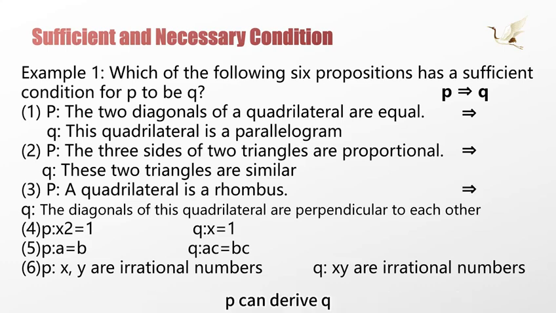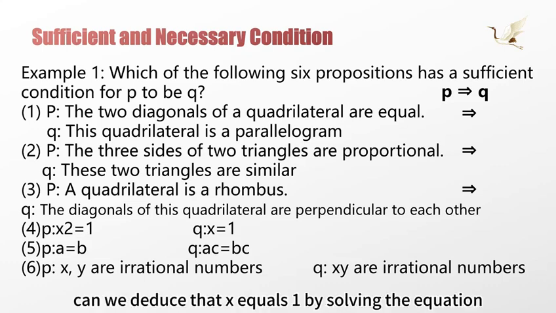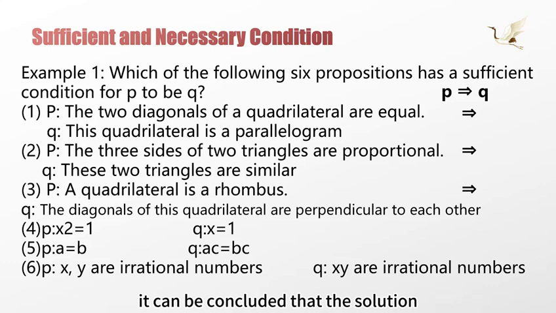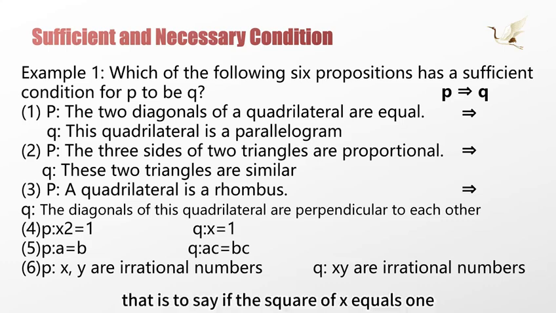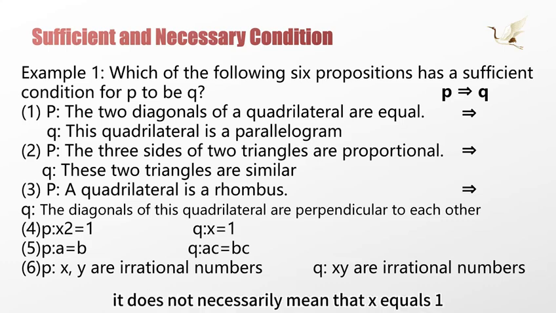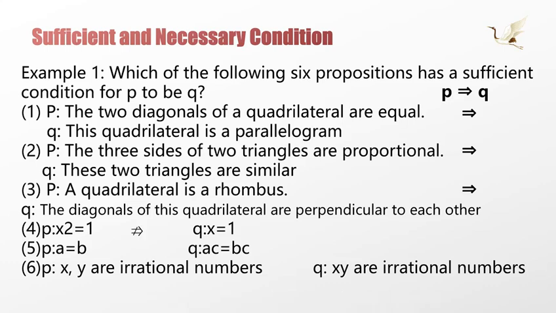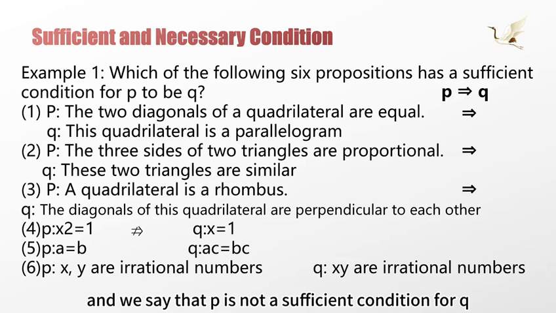P can derive Q. We say P is a sufficient condition for Q. Let's take a look at the fourth one. Can we deduce that x equals 1? By solving the equation, it can be concluded that the solutions where the square of x equals 1 are 1 and minus 1. That is to say, if the square of x equals 1, it does not necessarily mean that x equals 1. Therefore, P cannot derive Q, and we say that P is not a sufficient condition for Q.